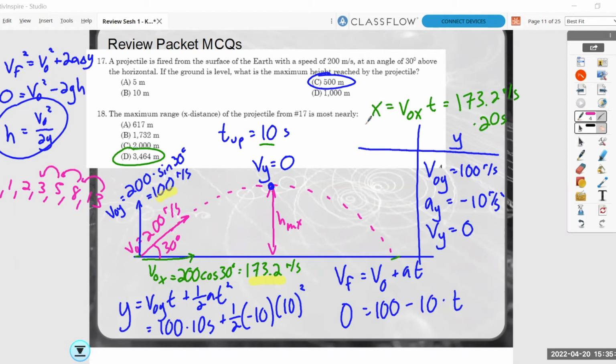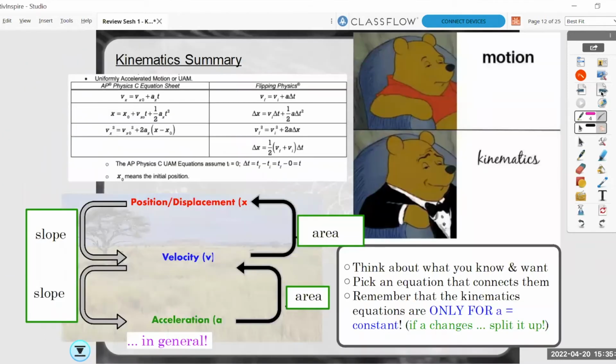All right, so I'm sure there will be more questions about kinematics. The big challenge with kinematics is just figuring out which equation you want. And I would just be very careful to think about what you have and what you need. So with that, let's do a quick summary and then we'll turn our attention to forces.